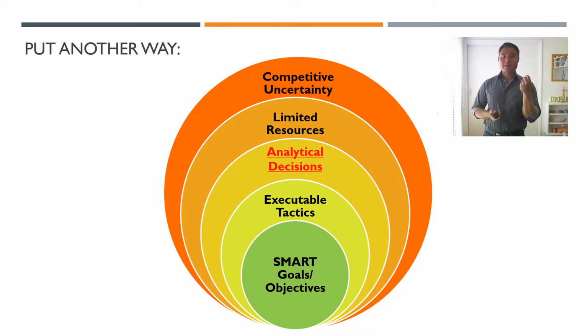Next step up, so this is why I've colored it red and underlined it: analytical decisions. The critical part of strategy is making those decisions about the type of things you're going to do to get to the goals you want to get to, right? And underlying those decisions is your limited resources, right? Because as I mentioned before, if you have unlimited resources, then you don't need to make any decisions, right?